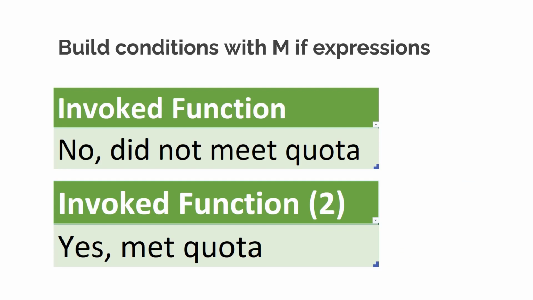Next, we're going to learn how to build conditions by using if expressions, which means we can perform a task if a condition is true, or perform another task if the condition is false. For example, if the sales of an employee was over a certain quota, then we can have a result be that they met the quota. But if the sales did not meet the quota, our result will be that they did not meet that quota.